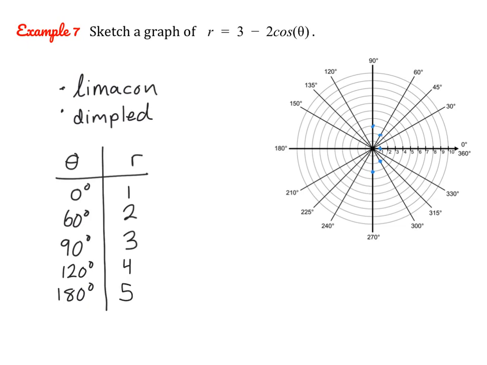So here we can plot those points, 120, 4, which I can reflect down to here. And then we have 180, 5. So based on what we know to expect from an equation like this, a dimpled limaçon, we can just connect our curve to look something like this. So again, it is dimpled, which means it is concave. It comes in a little bit, but it doesn't come to a point like that cardioid shape. So we have something that looks like this.